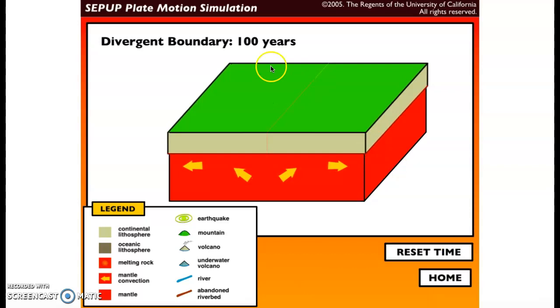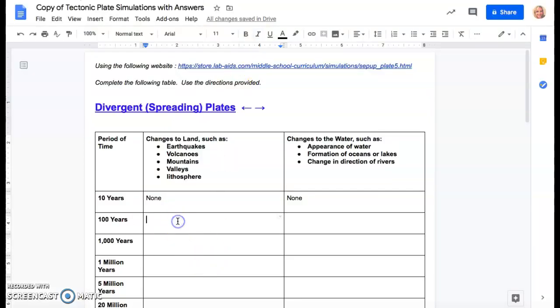What happened? What did I have here? You should be saying to yourself that you saw an earthquake. So on my data table, I am going to write that I saw a single earthquake. Okay? And you might even say that there was a slight spreading of the lithosphere. It just began to spread apart. We still didn't see any changes with water. Nothing really happened with water there. Okay, so you can go ahead and fill in your charts.